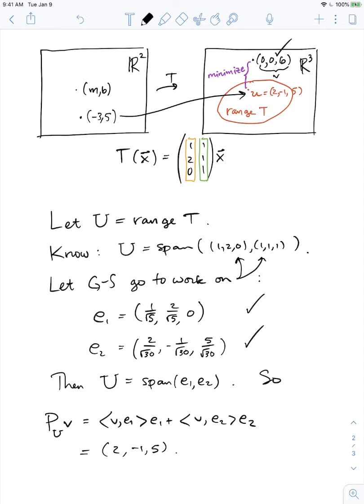And that vector u is the closest thing in the range to 0, 0, 6. In other words, though 0, 0, 6 is not in the range, there is something closest to 0, 0, 6 that is in the range. And if we use the choice of m and b that makes that object 2, negative 1, 5, well, we'll have a line that, in the sense of our drawings, is, quote, close to the 3 dots.